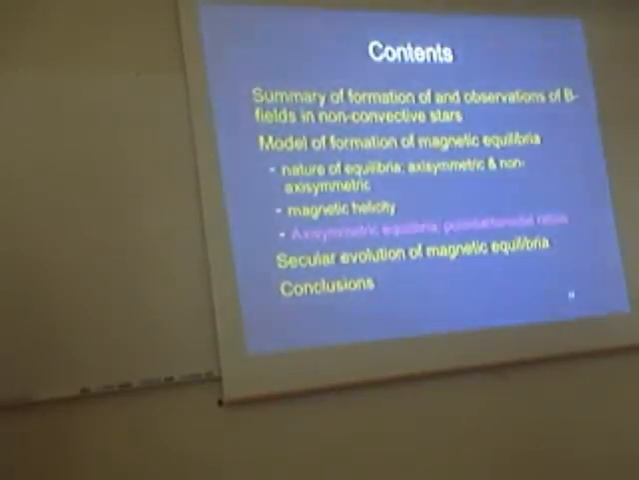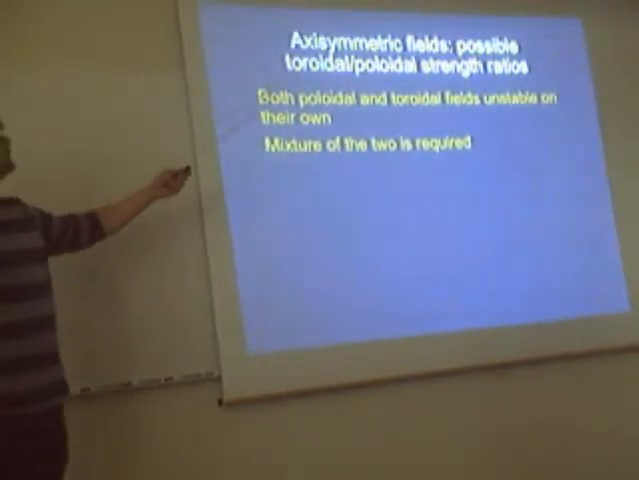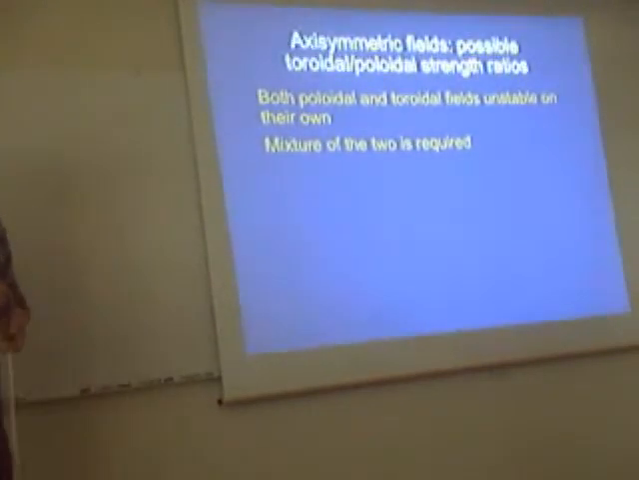Right, so next thing then, I'm going to talk just about the axisymmetric equilibrium now, because it seems that many, if not most, of these non-convective stars do have roughly axisymmetric equilibrium. And the useful question to ask is, what is the ratio of the 2 components? Now both of these components are unstable on their own, and you need both of them for stability, which I can show you the result of.